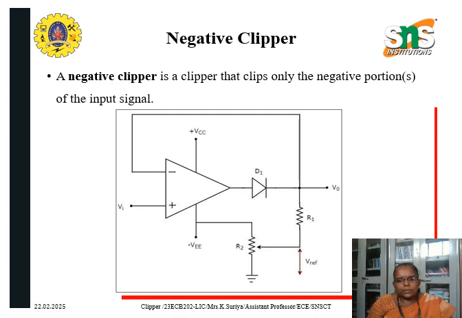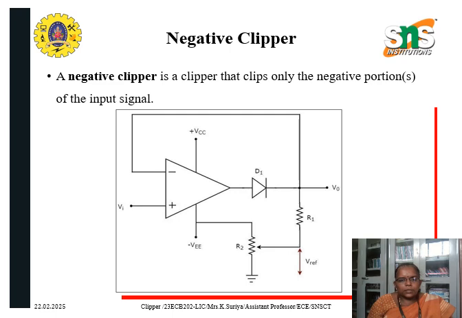Next one is the negative clipper. The difference between the positive and the negative clipper is that the diode is connected in a reverse manner, and also the reference voltage is connected to minus VEE. The negative clipper is a clipper that clips only the negative portions of the input signal. You can obtain the circuit of the negative clipper just by reversing the diode and taking the reverse polarity of the reference voltage, as shown here.